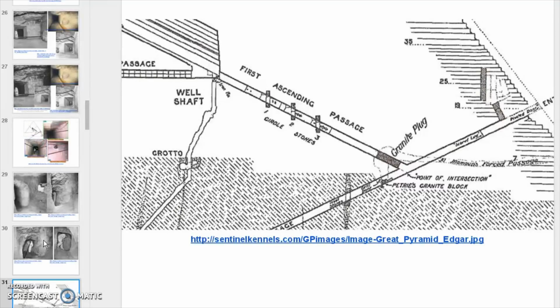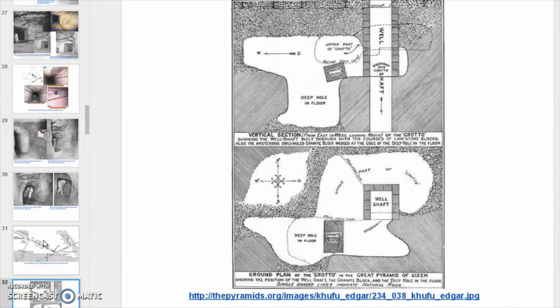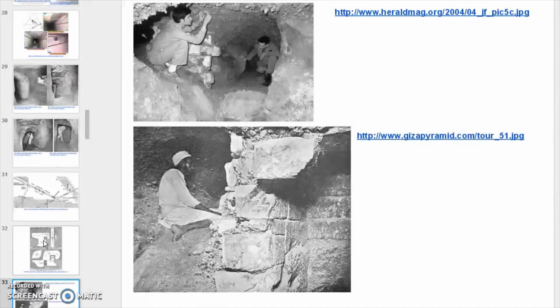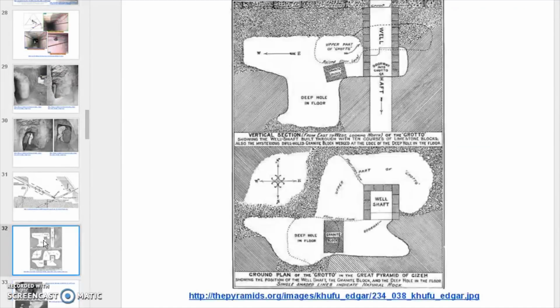But we'll worry about that at a later time. I just want you to know the configuration. Here's the grotto mapped out. We got pictures of it right there, physical pictures. This picture is taken with the guy kneeling right there. The other one, somebody's over on this side.